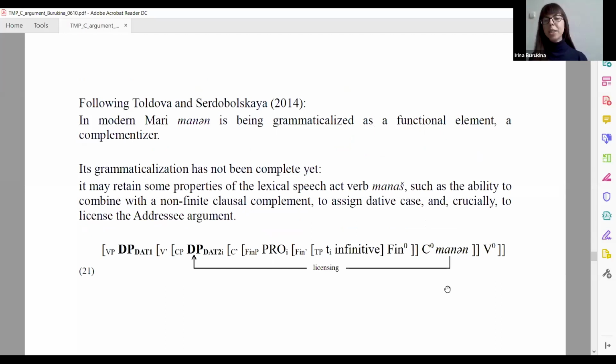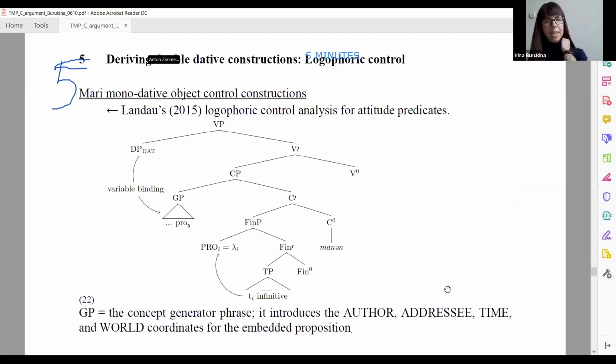And one of those properties is the ability to combine with a non-finite clausal complement to assign dative case, and crucially to license the addressee argument, right? So as a complementizer, manen sits in the C head position, but as a semi-grammaticalized complementizer, manen can still project an argument in the specifier position and combine that argument with the non-finite clause in its complement position. And now very quickly, finally, I would like to show you just some nicely looking tree structures.